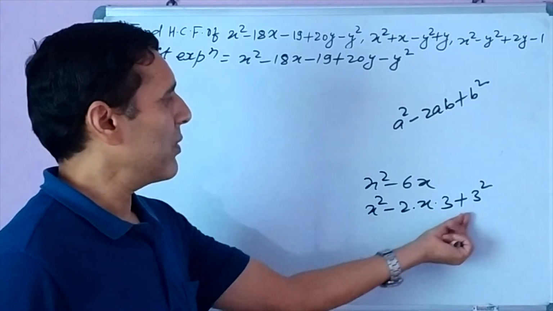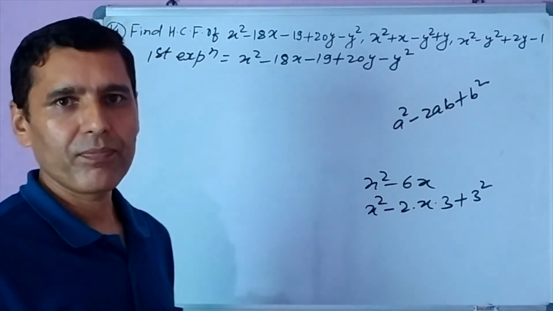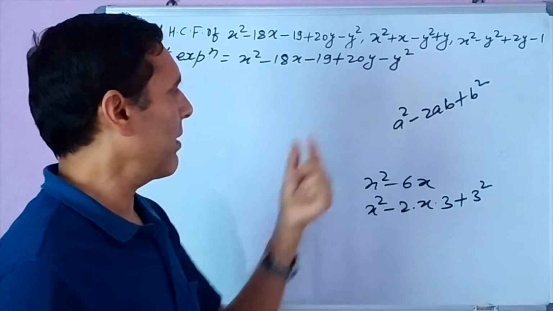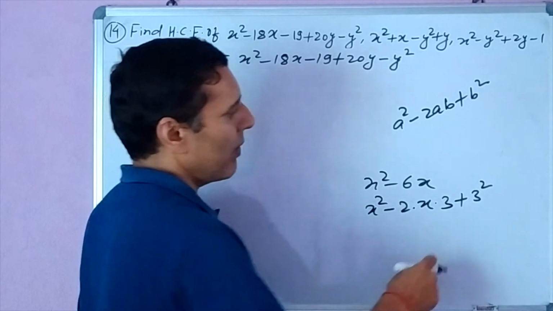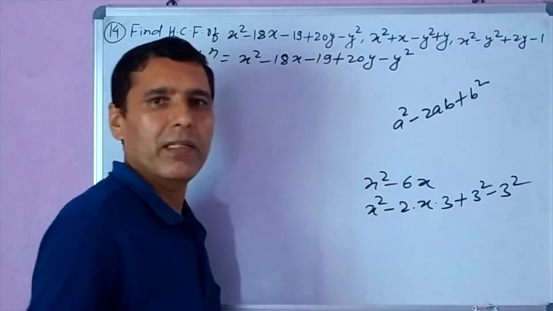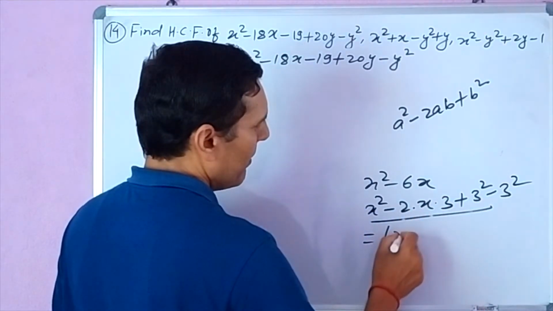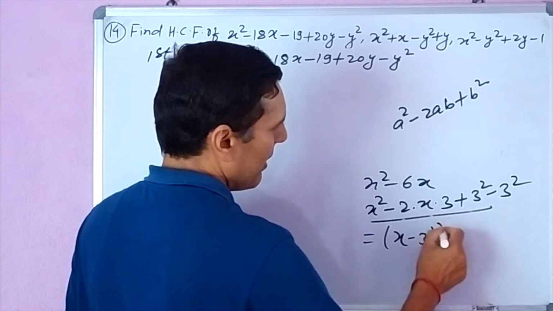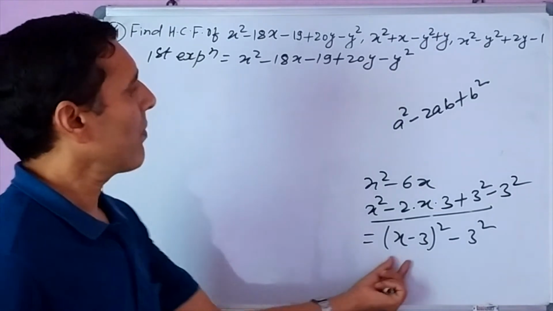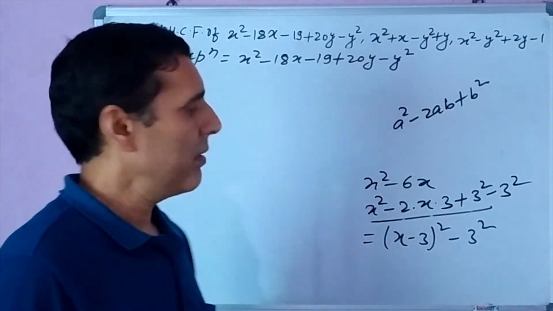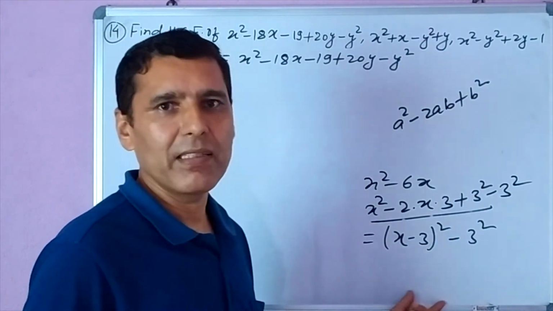Now it is in a square minus 2ab plus b square form, but this 3 square is not present in the given question. We have two terms only, x square minus 6x. To balance this 3 square, we have to subtract 3 square. So for this much we can write x minus 3 whole square, a minus b whole square, and minus 3 square as it is. Now we can use a square minus b square here. This is one technique for factorizing the expression.